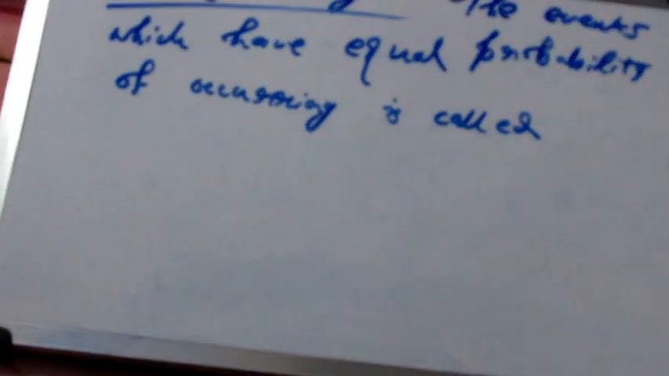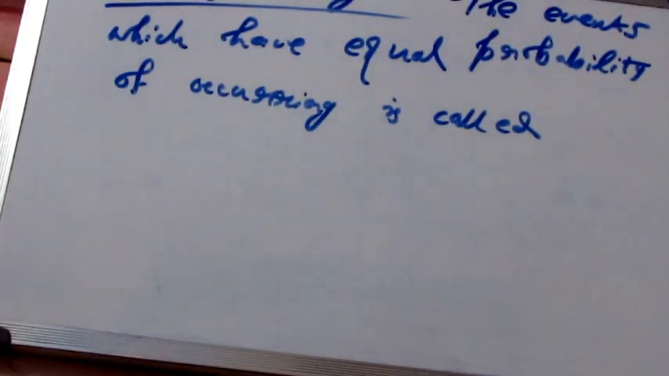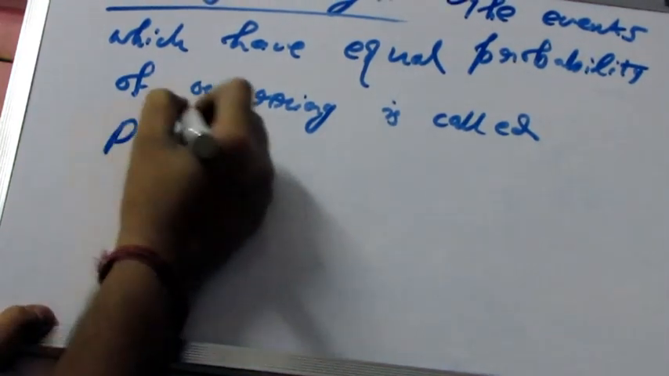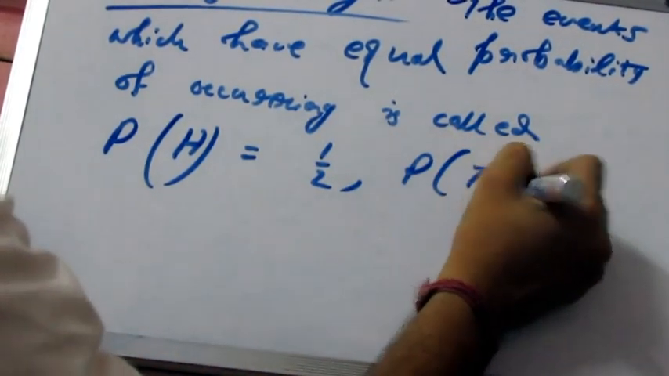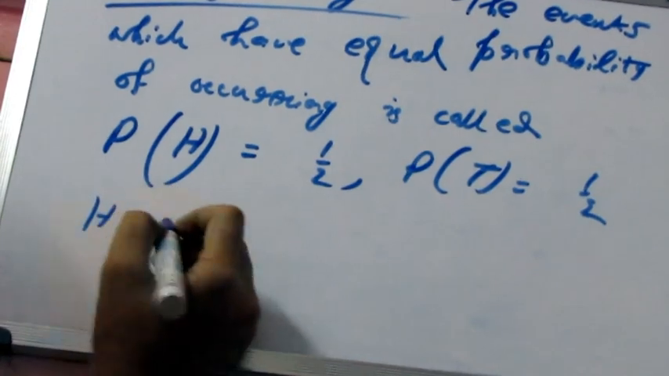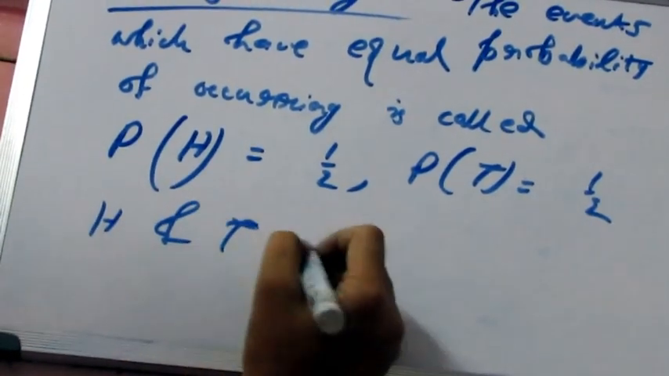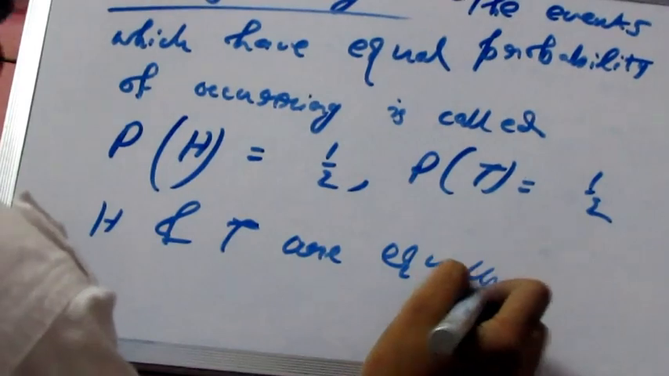Now we are tossing a coin. The probability of getting a head is half and the probability of getting a tail is also half. That's why the probability of head is equal to the probability of tail. So we can say that head and tail for a coin toss are equally likely.